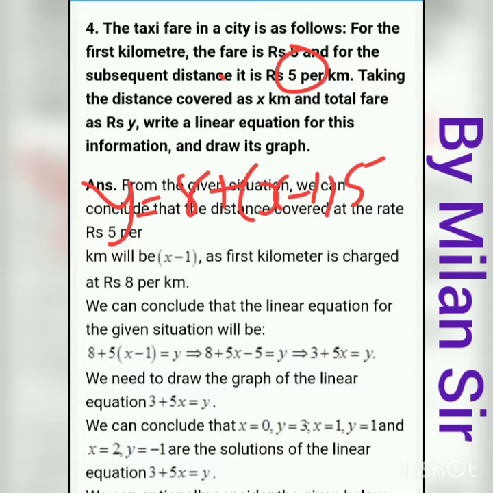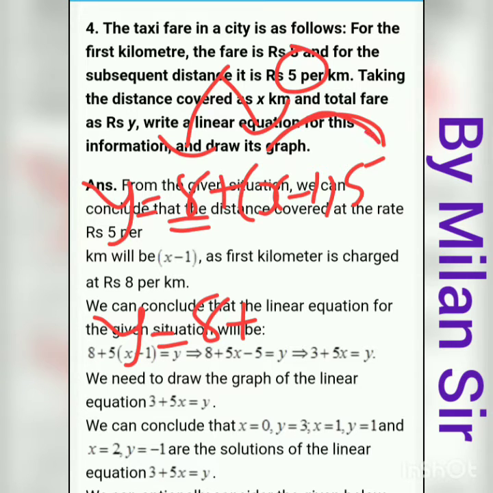Why did we put x minus 1 here? Because we already paid 8 rupees for the first kilometer. So for the remaining distance x minus 1 we need to pay 5 rupees per kilometer, so multiply by 5. Now we need to solve this. So y is equal to 8. Now multiply this 5 with this bracket, so 5 into x is 5x, minus 5 ones are 5.